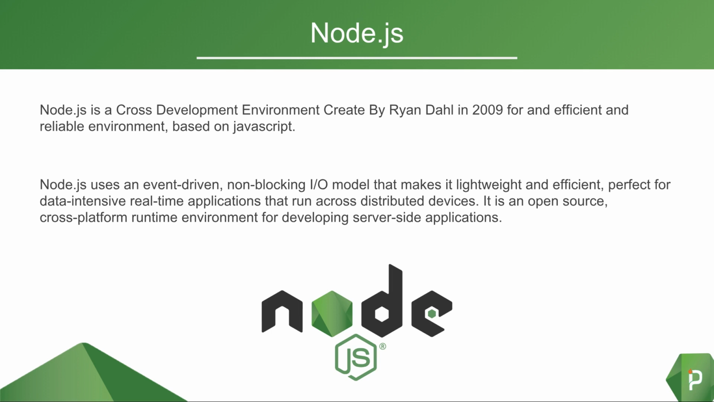So Node.js, of course, uses an event-driven, non-blocking input and output model that makes it very lightweight and very efficient, perfect for data-intensive real-time applications that can run cross-platform, on Android, Linux, of course, and Windows, or any other device that supports Node.js. It is of course open source and a cross-platform runtime environment for developing server-side applications. And the main specific field of working with Node.js is creating servers and more specifically APIs. So this is basically what Node.js is.